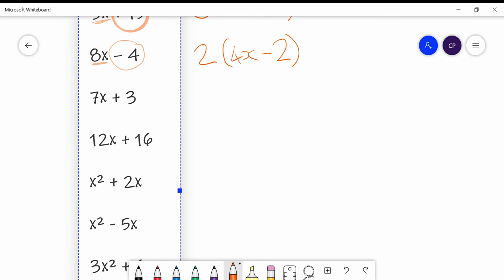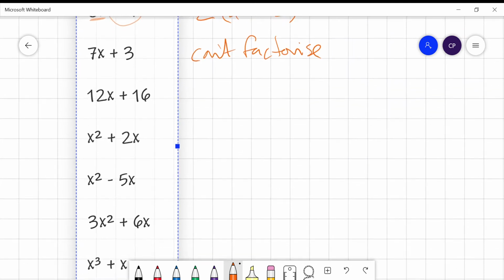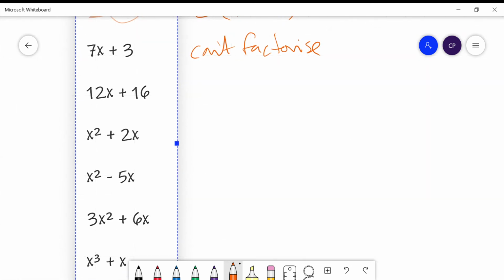Let's try the next one. What is a factor of both 7x and 3? Well, actually, there isn't a really high factor that we can take out. It's just simply 1. So for this one, we can't actually factorise. And please be aware that sometimes you are checking to see if things can factorise.